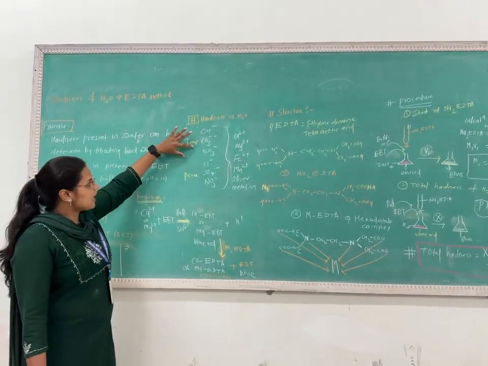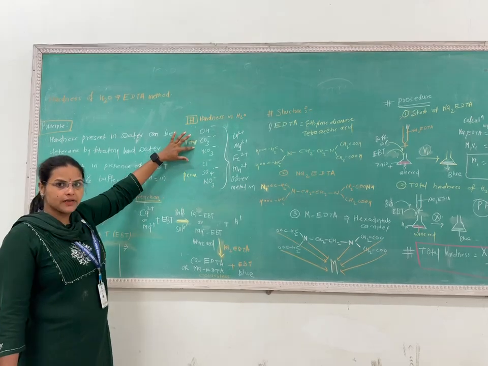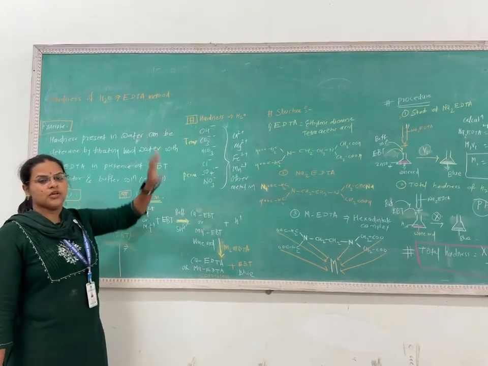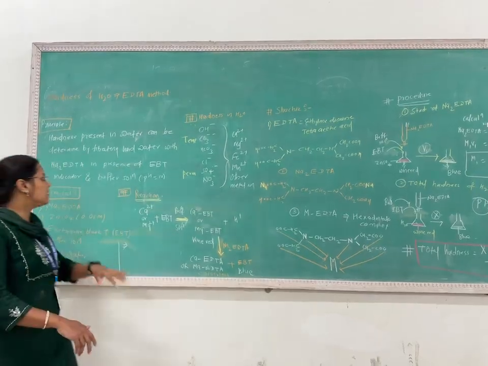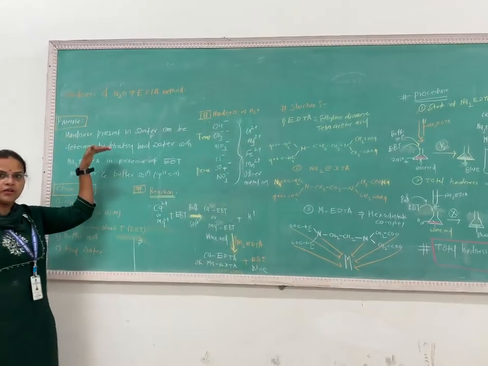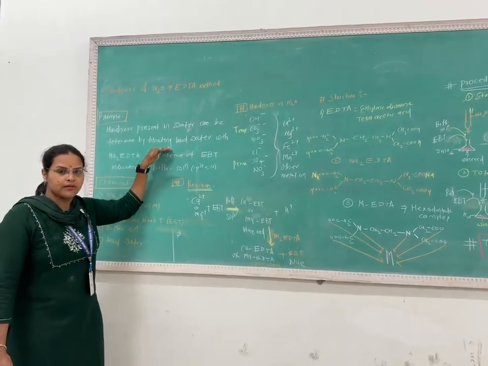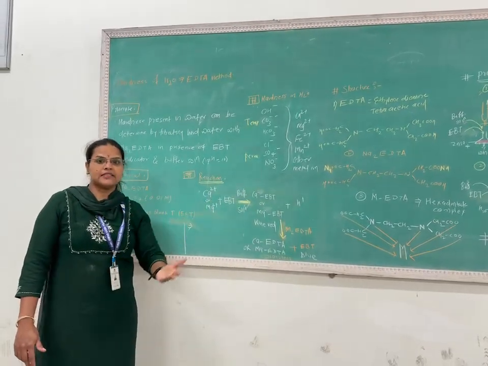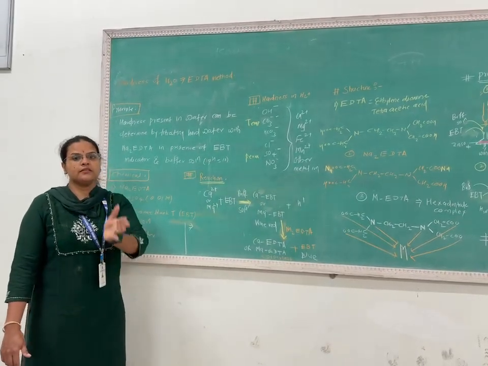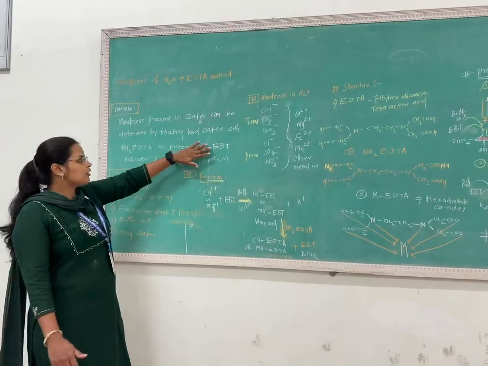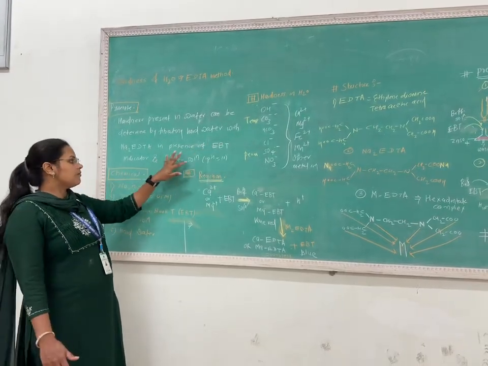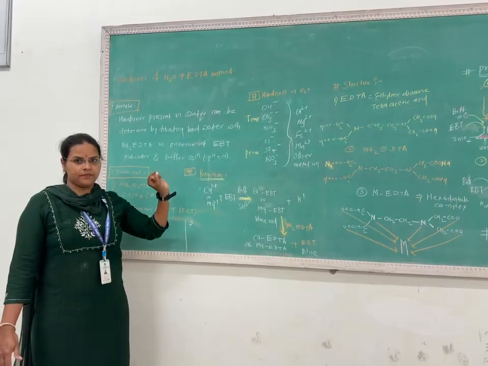And total hardness is nothing but the addition of temporary hardness plus permanent hardness. So how do we determine the hardness present in the water? For that we must know the principle. The hardness present in the water can be determined by titrating the hard water with disodium salt of EDTA in presence of Eriochrome Black T indicator and buffer solution having pH 10.